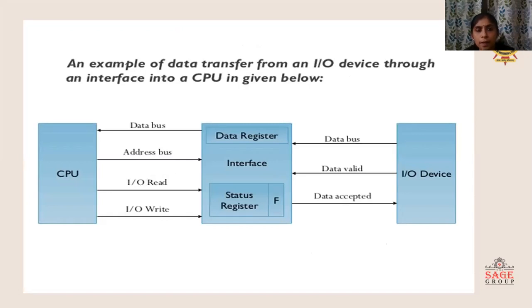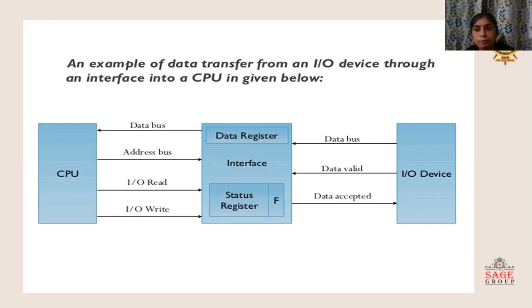This is an example of data transfer from input output device through an interface into a CPU. Here, the input output device and CPU are connected through interface. In interface, there is data register and status register. Here, what is happening? This CPU is continuously checking the status register flag. What is the value of the flag? If it is 0 or it is 1.